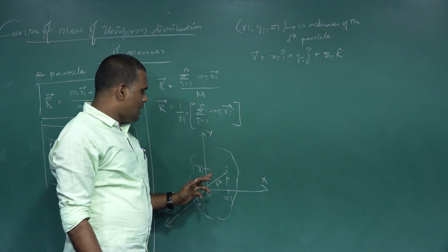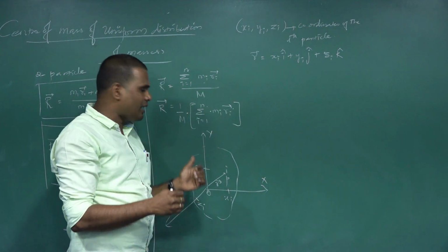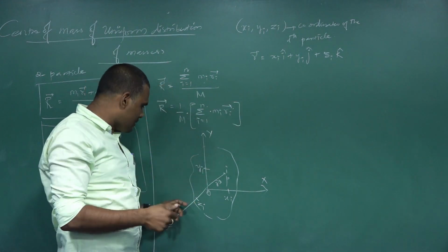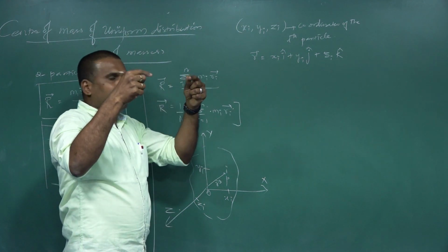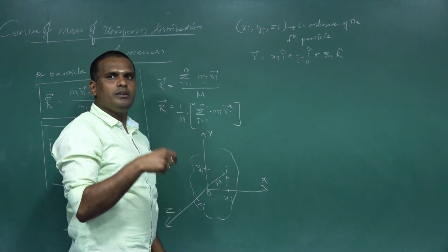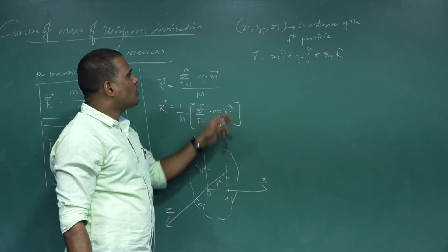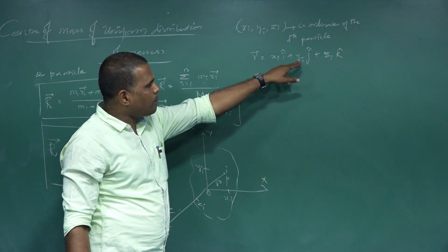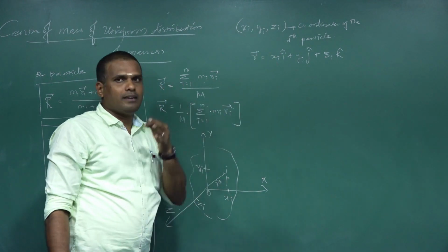What does this mean? Along the x direction, the ith particle is at this particular distance. Along the y direction, it is at a particular distance. Along the z direction, it is at a particular distance. If all the points meet at P, then that gives you the position of the ith particle, which is represented by r vector. That's the meaning. So r vector equals xi i cap plus yi j cap plus zi k cap. This is for the ith particle.